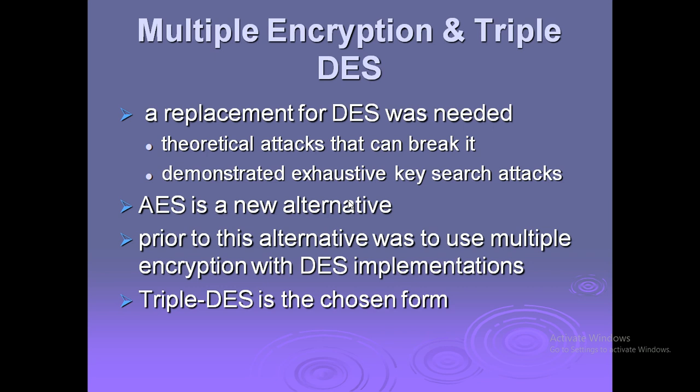A replacement of DES was needed because of theoretical attacks that can break it, and demonstrated exhaustive key search attacks. AES is a new alternative. Prior to this, the alternative was to use multiple encryption with DES implementation. Triple DES is the chosen form.